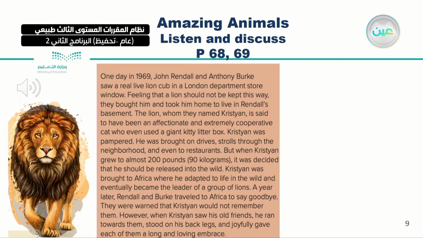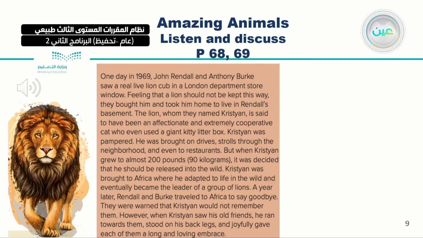One day in 1969, John Rendell and Anthony Burke saw a real live lion cub in a London department store window. Feeling that a lion should not be kept this way, they bought him and took him home to live in Rendell's basement. The lion, whom they named Christian, is said to have been an affectionate and extremely cooperative cat who even used a giant kitty litter box. Christian was pampered. He was brought on drives, strolls through the neighborhood, and even to restaurants. But when Christian grew to almost 200 pounds, 90 kilograms, it was decided that he should be released into the wild. Christian was brought to Africa, where he adapted to life in the wild and eventually became the leader of a group of lions. A year later, Rendell and Burke traveled to Africa to say goodbye. They were warned that Christian would not remember them. However, when Christian saw his old friends, he ran towards them, stood on his back legs, and joyfully gave each of them a long and loving embrace.